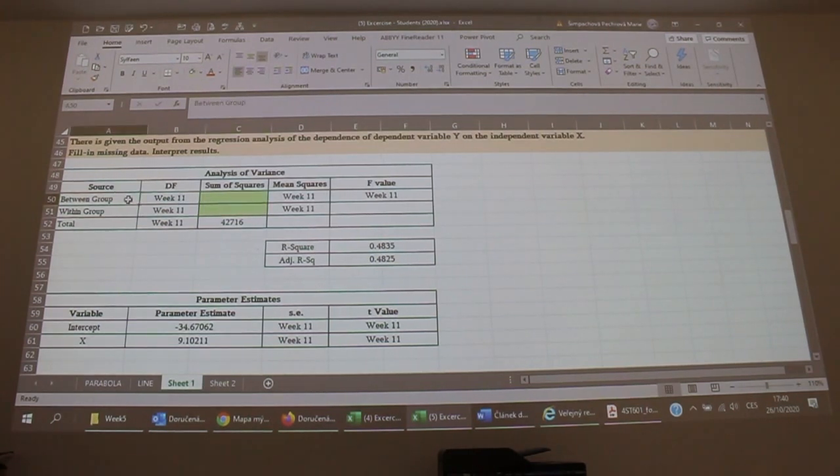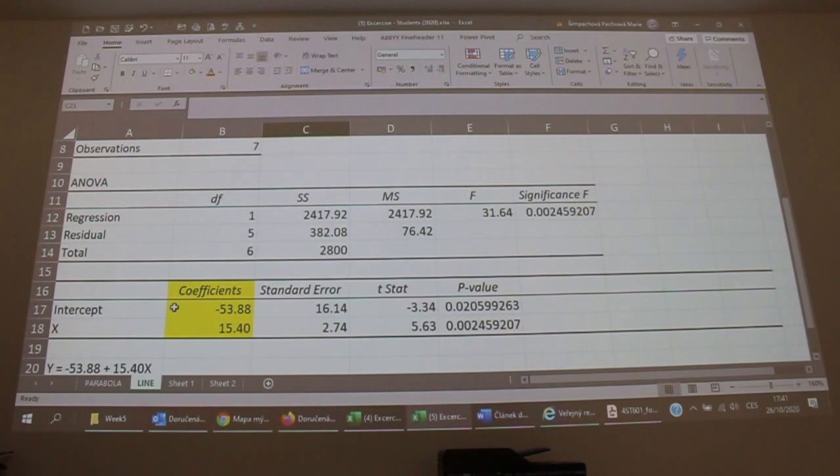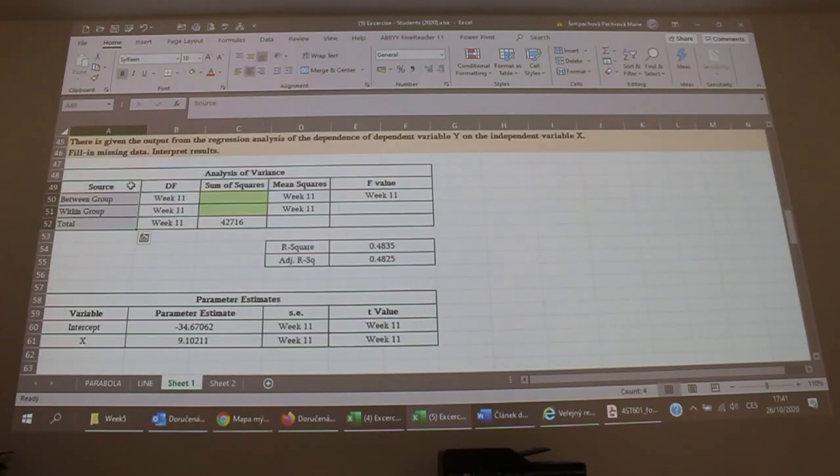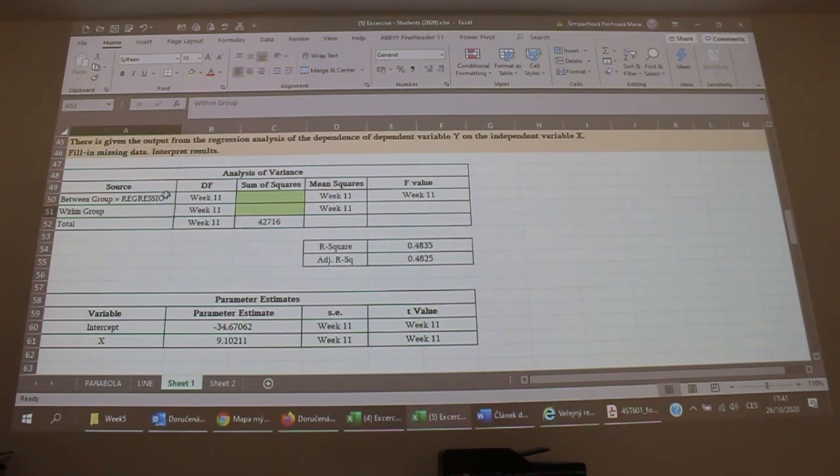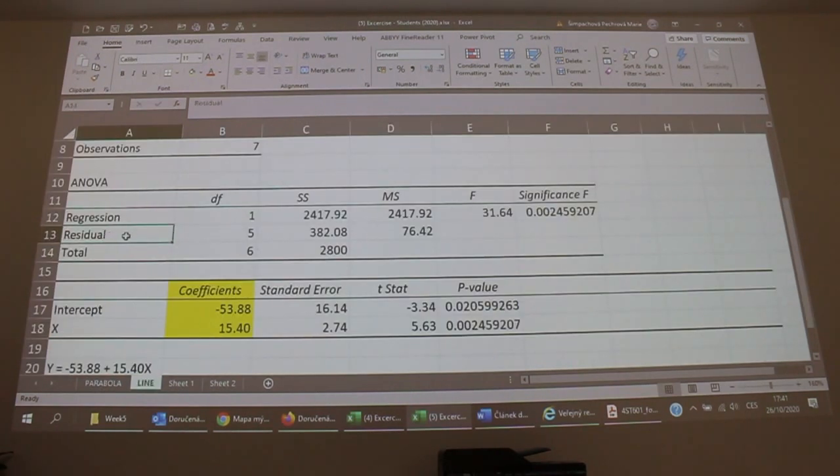Sum of squares. There is between group, there is within group, and there is total. And you know that this part is the source of variability. For example, you can check the previous example, where there is an ANOVA table with regression, residual, and total. So we have here between group, which is regression. Within group, according to this ANOVA, is residual or error.